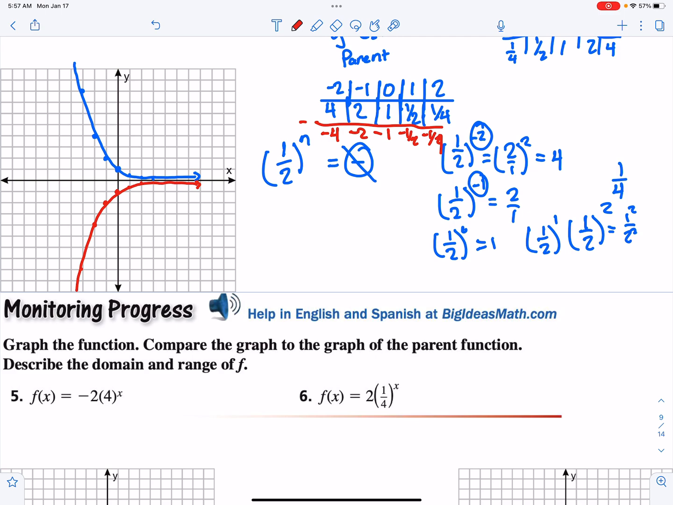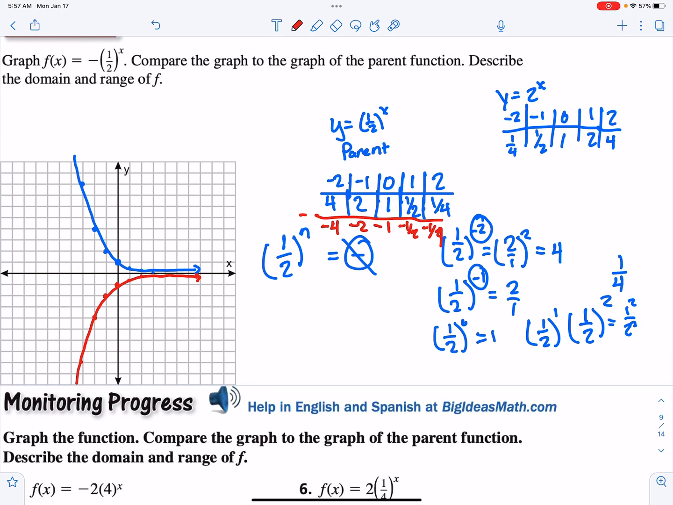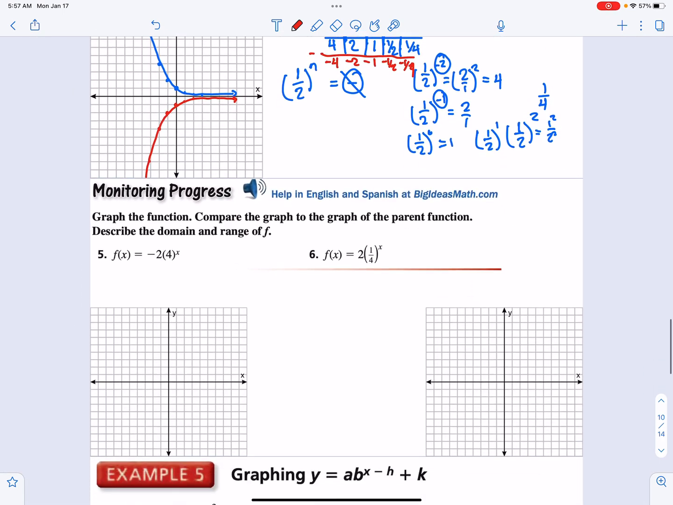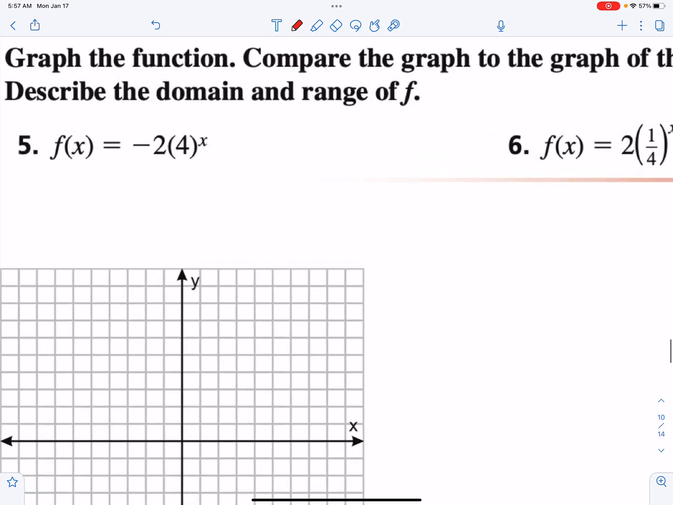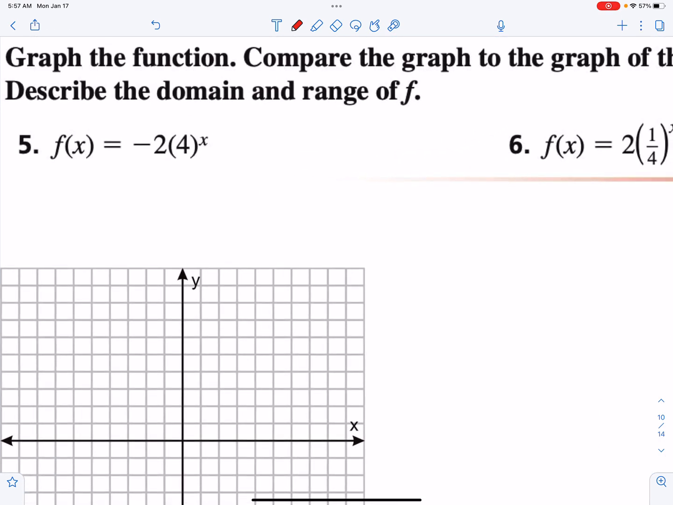Now, for the sake of this class, I'm not going to have you guys do every single thing, but we should be able to identify what it will do eventually once we get there. But for today, I want us to really focus in on identifying the difference between a growth and decay just by looking at that b value. So for the sake of this lesson, let's just identify growth or decay, and then we can talk about what this does to it.